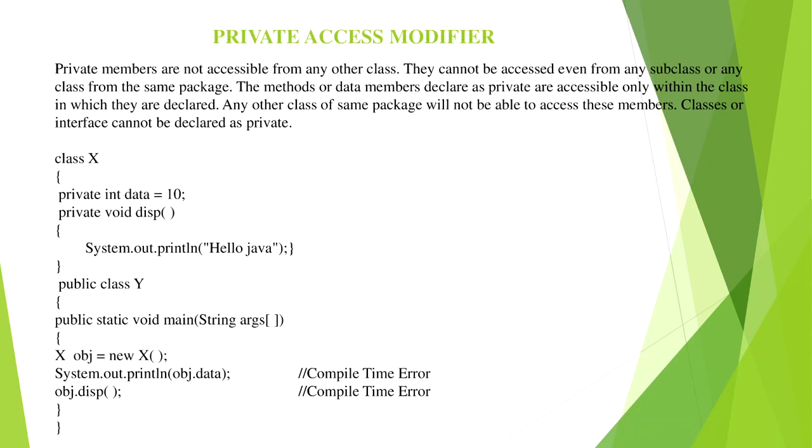Next is the private access modifier. Private members are not accessible from any other class. The visibility scope of the private access modifier is only within the class in which they are declared. Any other class of the same package will not be able to access these members. Classes or interfaces cannot be declared as private.